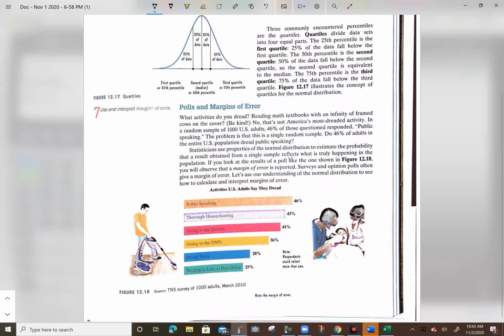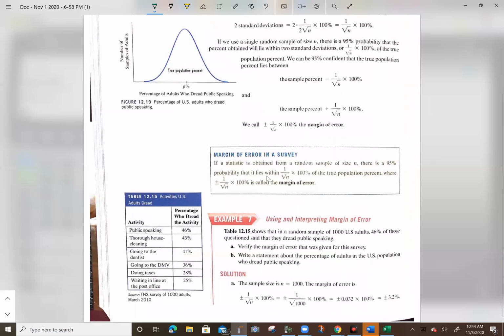So here, what activities do you dread? And it gives us some percents here. If you look at the results of a poll, like the one shown in figure 12.18, you will observe that a margin of error is reported. Surveys and opinion polls often give a margin of error. Let's use our understanding of the normal distribution to see how to calculate and interpret margins of error.